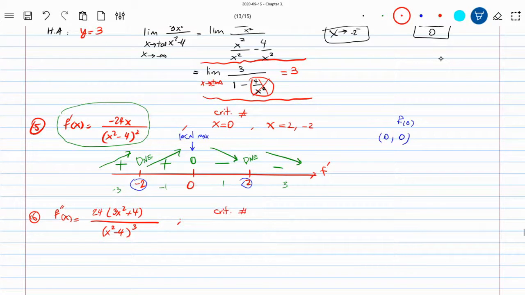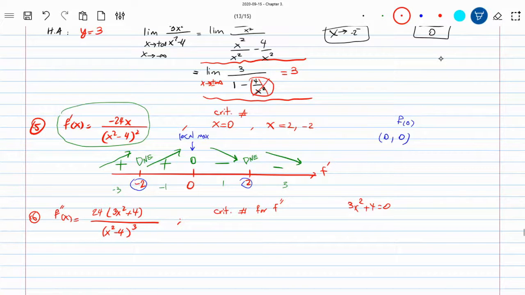Critical numbers, I want to check for the second derivative, just to make sure that it's not the critical number for the first. So again, numerator or denominator equal to 0 would give you critical numbers. The numerator would be 0 if 3x squared plus 4 is 0. That constant outside doesn't make any difference. You can divide both sides. If there was a 24 here, you can divide 24 on both sides. That's why I didn't write it.